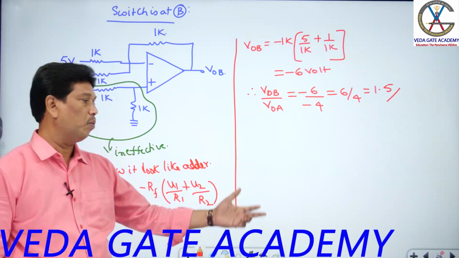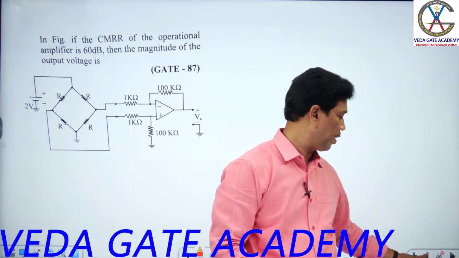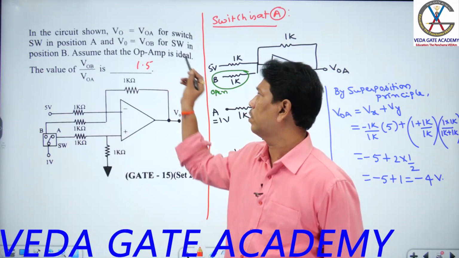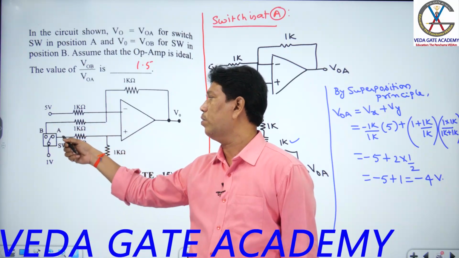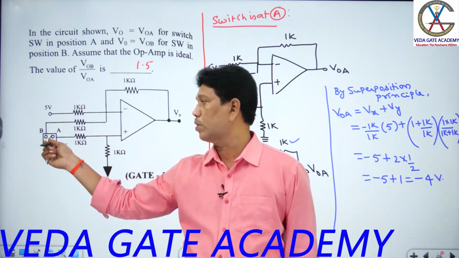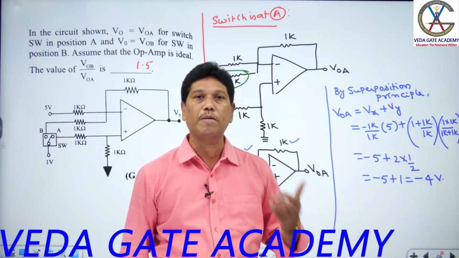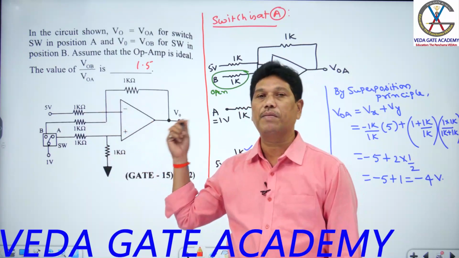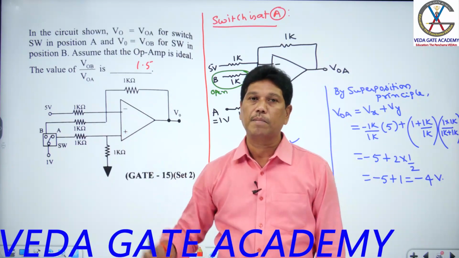So the answer for that one is 1.5, students. Got it now, students? So in case 1, A connected, at that time this resistance is ineffective. In case 2, B is connected, sir. At that time this is effective, and the A part is ineffective. By that you can calculate that ratio to be 1.5. In the first case it looks like a difference amplifier condition, sir, where the output you can define by the superposition principle. In the second case it looks like a summing amplifier, I told.